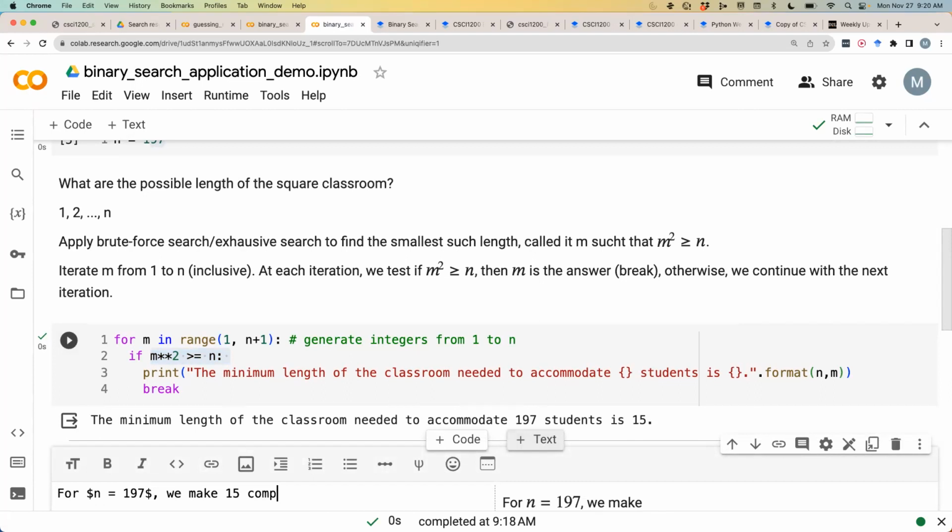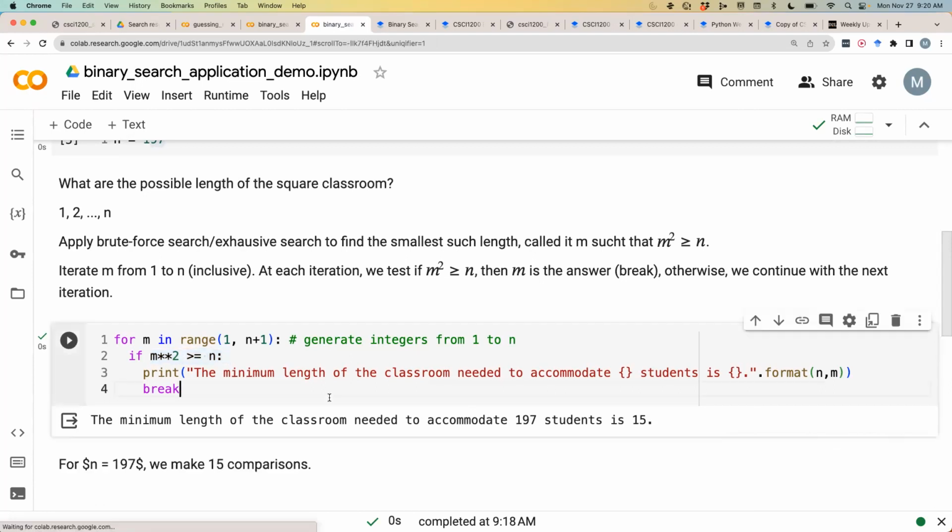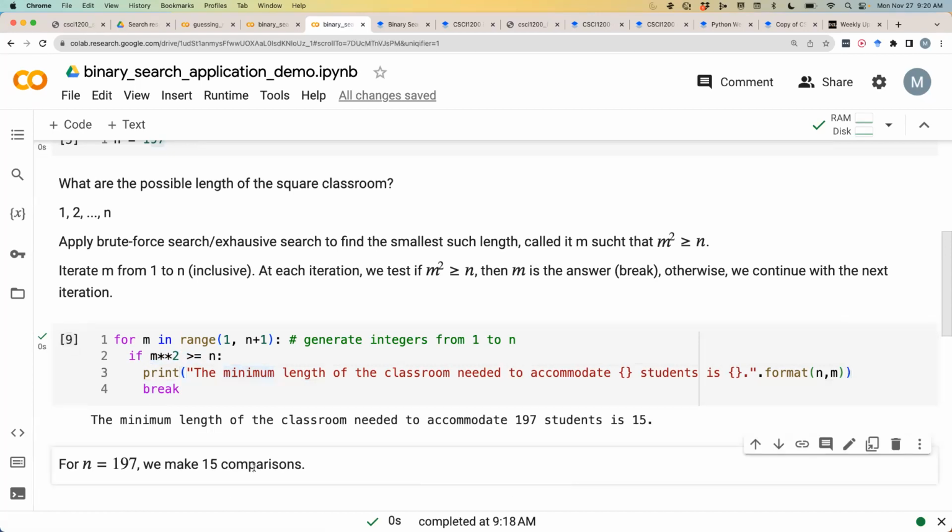15 comparisons, because we're going to go through m from 1 to 15. Once it reaches 15, we get our answer, we break. We don't go to 16, we don't go to 17. But before that, you do check 1, 2, 3, 4, 5, all the way until 14, it still doesn't work, then you go to 15 and it works. So we make 15 comparisons.